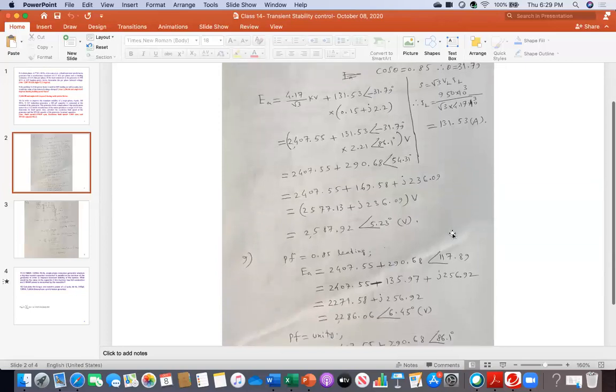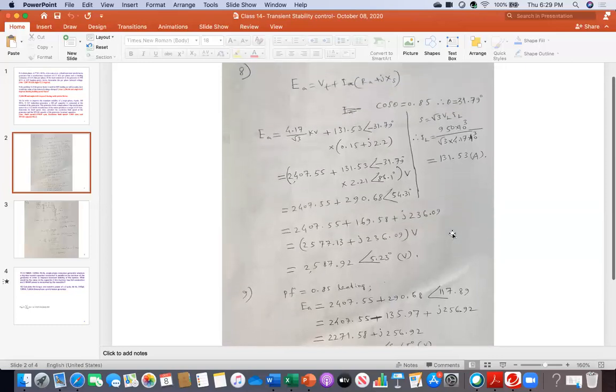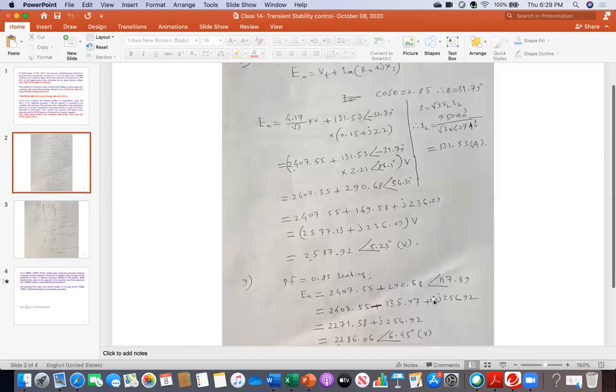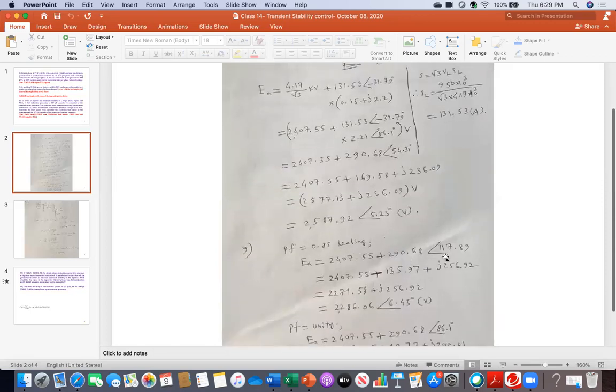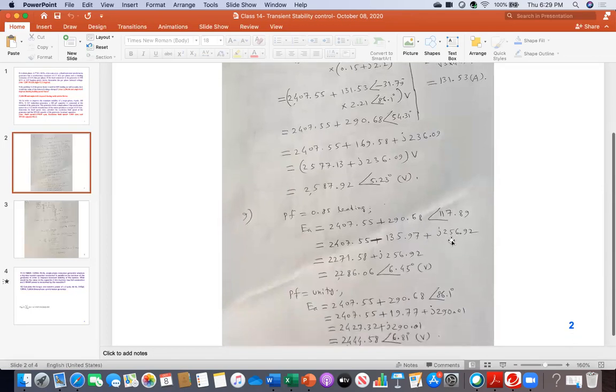And then for 9, you see, only a little change will be needed. Can you see my question number 8 solution, this line? In this line, everything will be the same, only your angle will be different. For 0.85 leading, I am putting this on. I made the same mistake for this one. I used the phase voltage instead of the line voltage to find the I line.